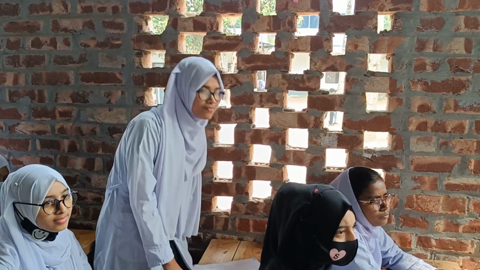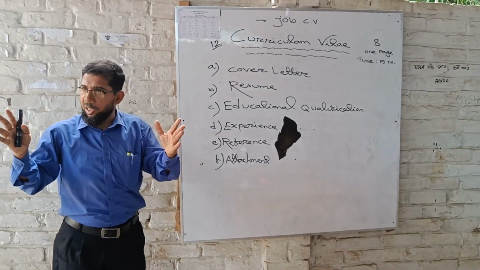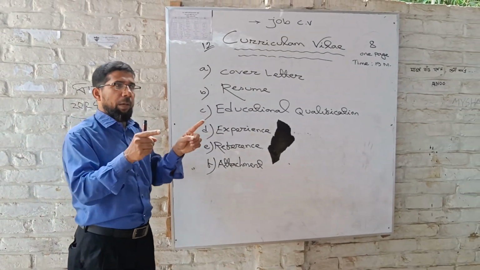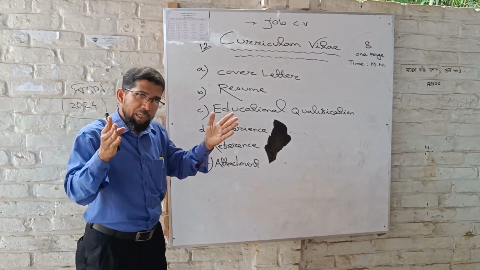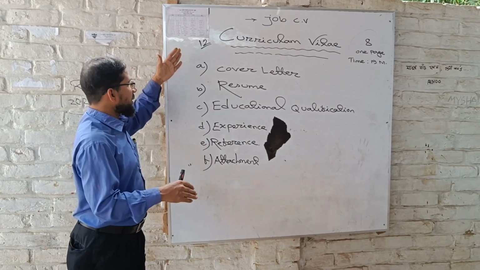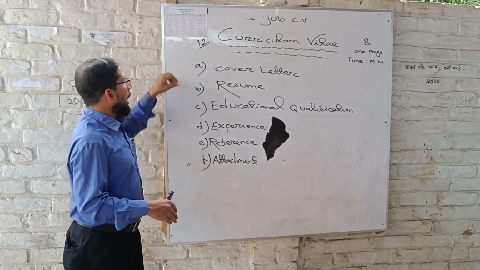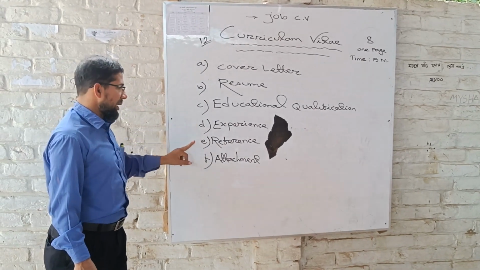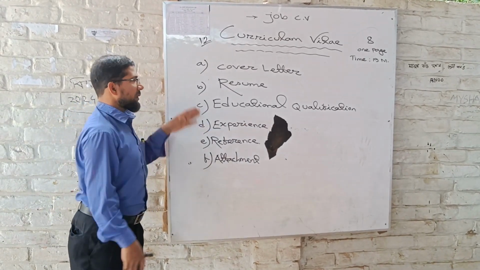Right. Okay, correct. Now we would like to start writing the CV. You are an SSC examinee, an examinee of 2024. If you want to submit this type of CV to any boss or any examiner, there must be six elements. How many elements? Six. Come on, later. Cover letter, resume, educational qualification, experience, reference, attachment. Well, one by one.